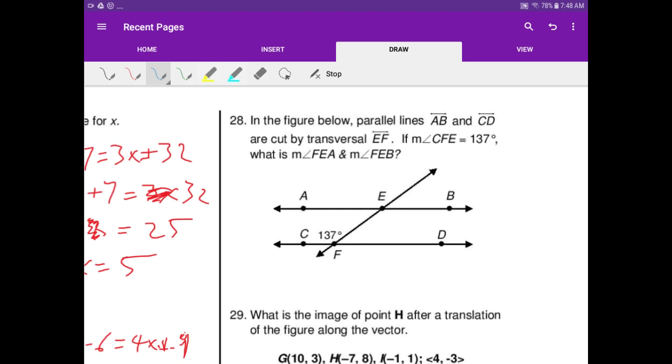Parallel lines AB and CD are cut by transversal CFE. So CFE is 137. What is FEA? So FEA is this one. So those are supplementary. 180 minus 137 is 43. And then the other one is FEB. So FEB is this one, and that's 137. I meant to use the same color again. It's okay.